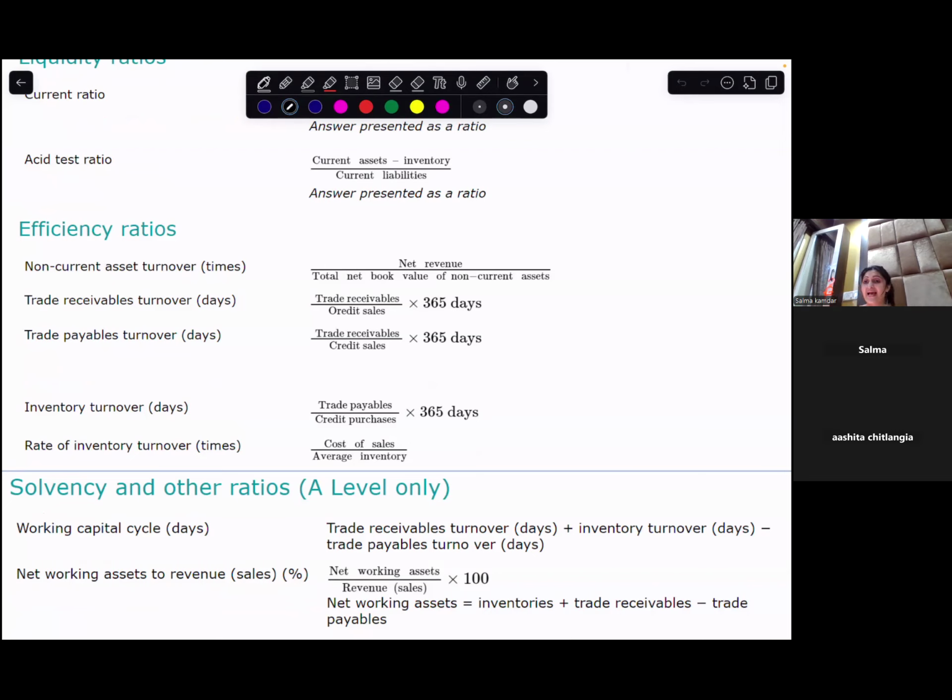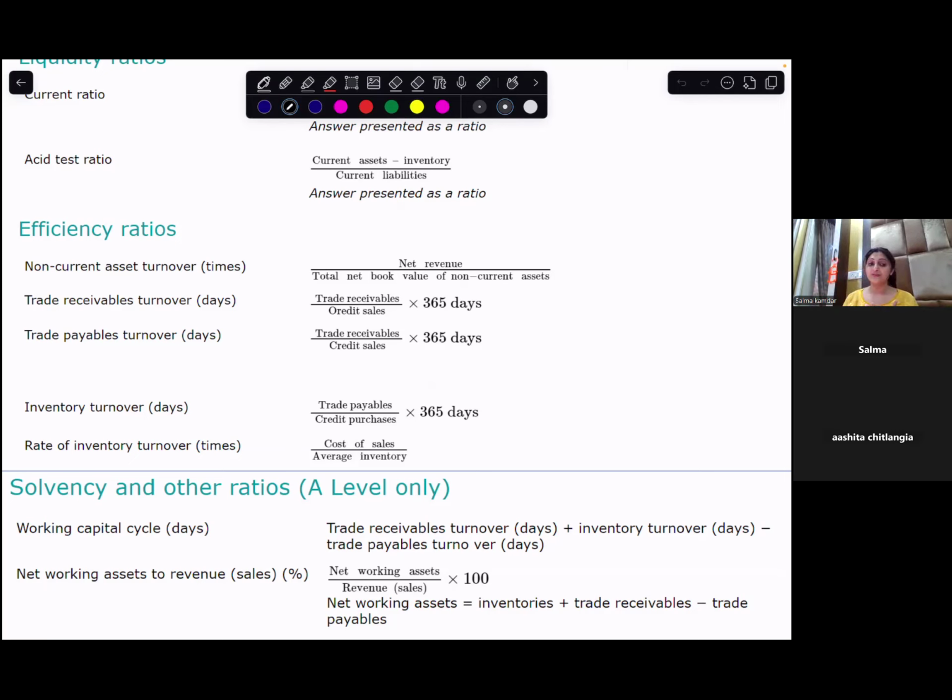trade payables. And there is one new efficiency ratio which was there in AS and it's added. I don't know if you remember your AS ratios or not, but this is a new efficiency ratio, that is non-current asset turnover ratio. One thing you need to remember, whenever there are turnover ratios, your sales will help you to find them. Are you with me?